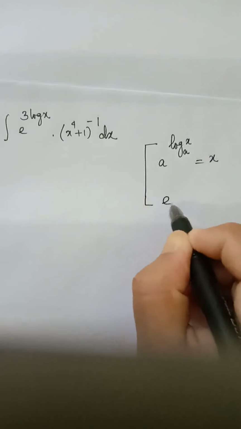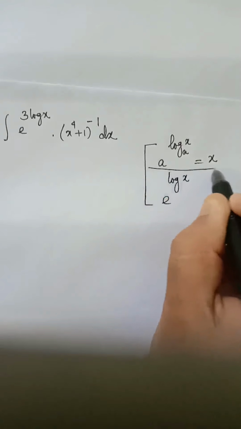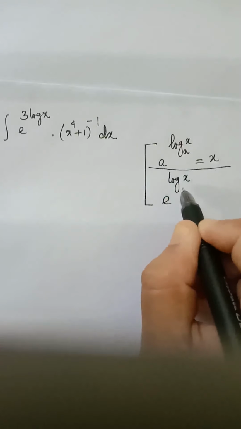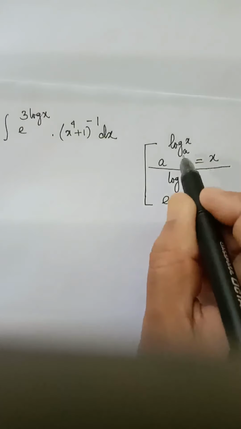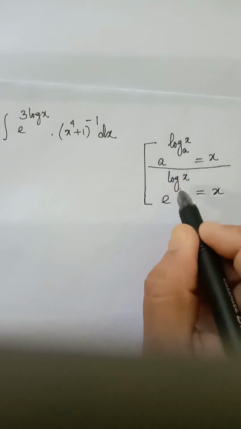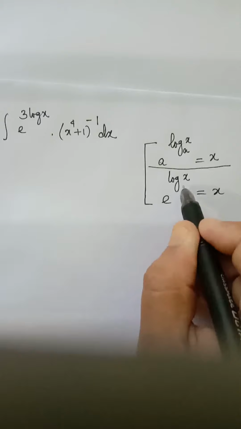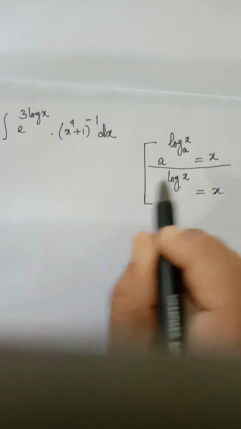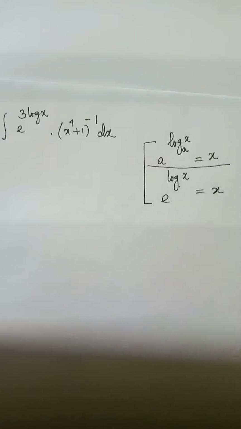Now e to the power log x, if the base of the log is e, e to the power log x will be x, using this property. Because log x, if nothing is written in the base, you have to consider the base as e. Okay, so e to the power log x equal to x, because nothing is mentioned in the base, so we have to consider the base as e.